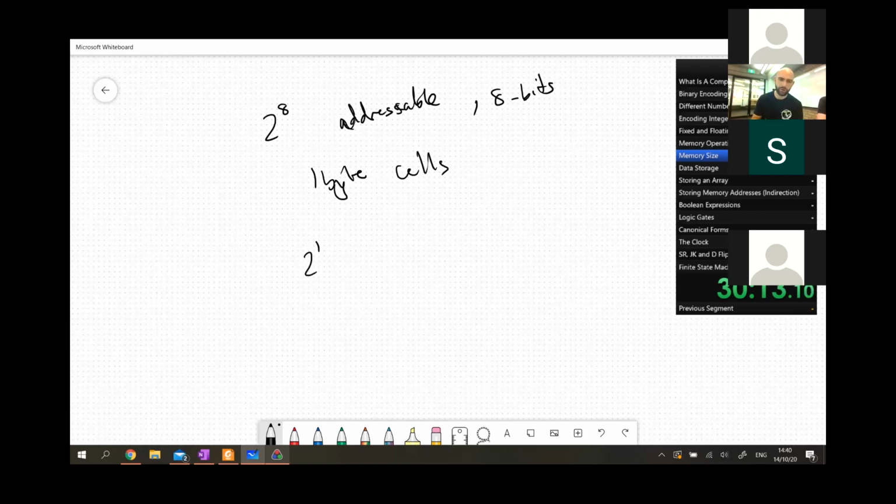Again, if you've got 2 to the 16 addressable, and then it says you've got 2 byte cells, well, you know you've got 2 to the power of 16, which is 65,000 something. Well, you multiply that by your 2 byte cells, that's how many bytes you have of your memory, okay? It seems to make sense to me. I hope it makes sense to everyone else.